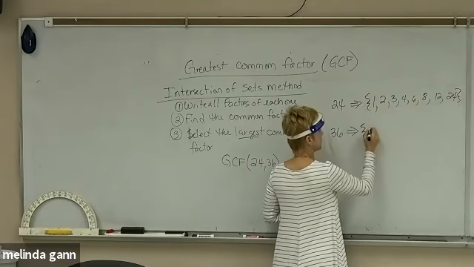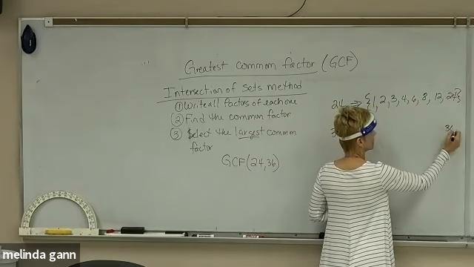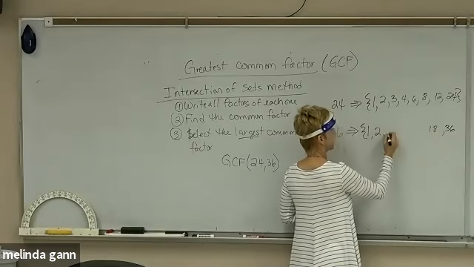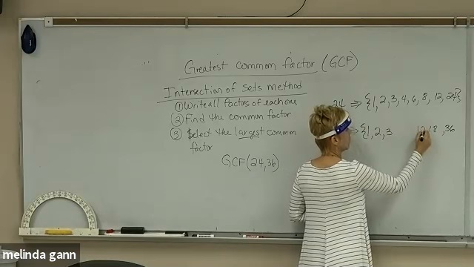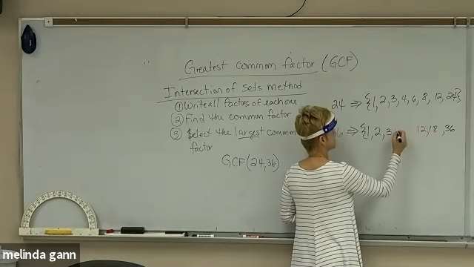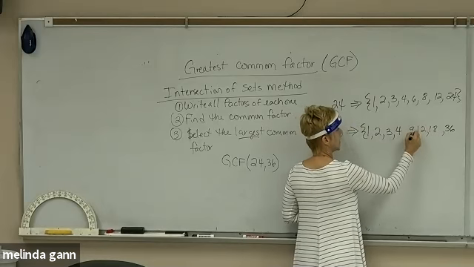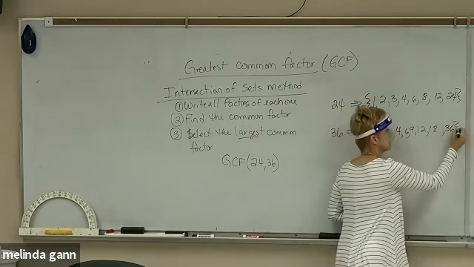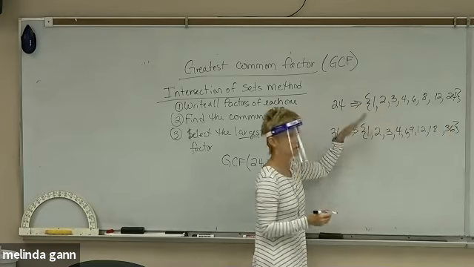What are all my factors of 36? 1 and 36. What else? 2 and 18. Very good. What else? 3 and 12. What else? 4 and what? 9. And what else? 6 and 6. So I write down the sets of the factors of each.